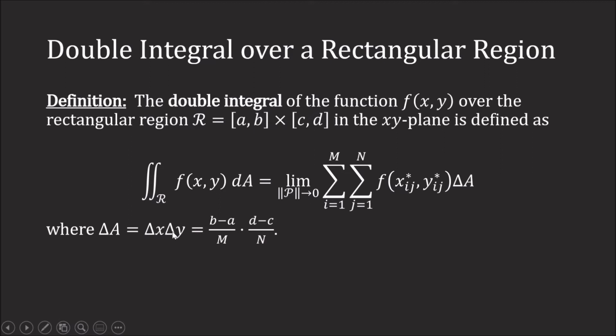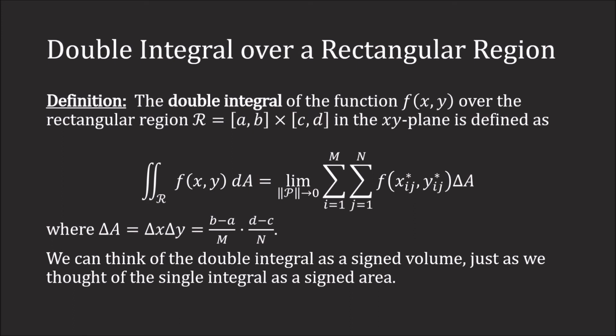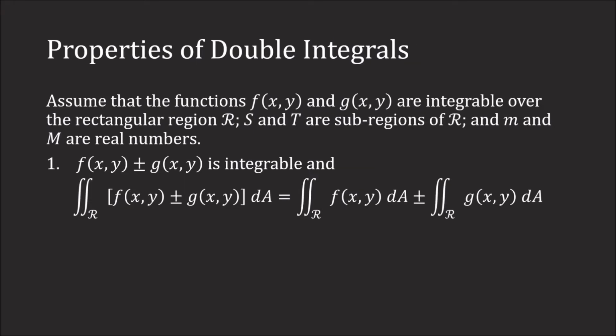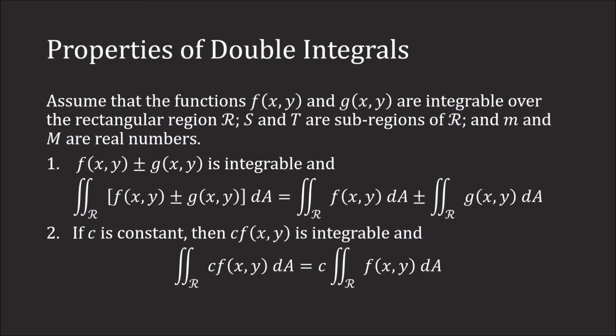Now, we can think of the double integral as a signed volume, just as we thought of the single integral as a signed area. And just like single integrals, double integrals also have several properties. Right? So the first one is if you take the double integral of a sum or difference of functions, it is just the sum or difference of the double integrals. If you take the double integral of a constant times a function, then it's just the constant times the double integral of the function.